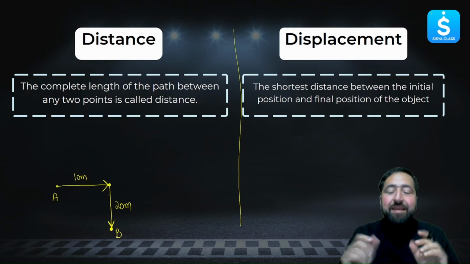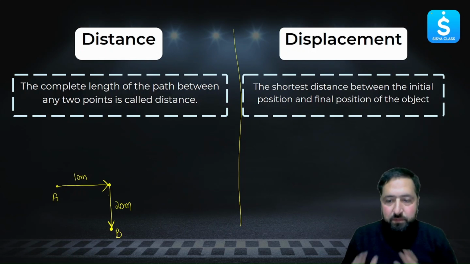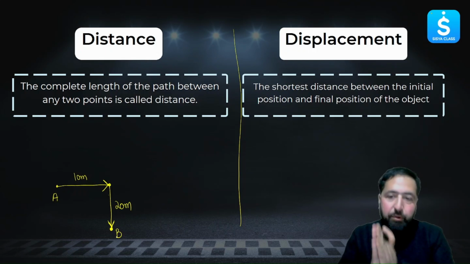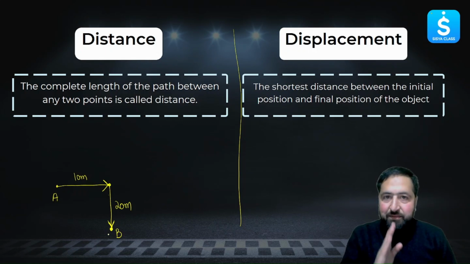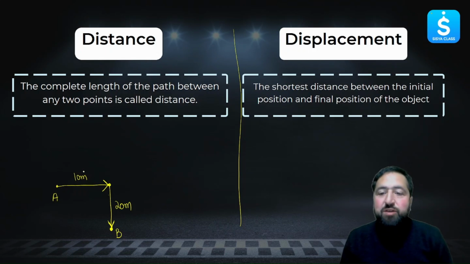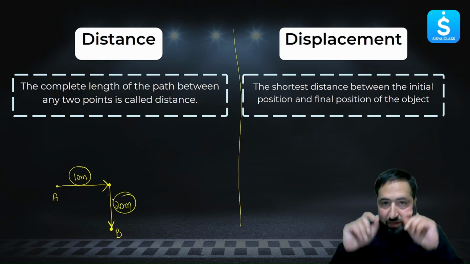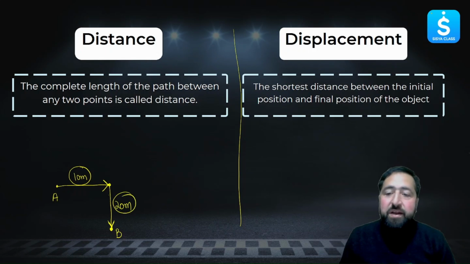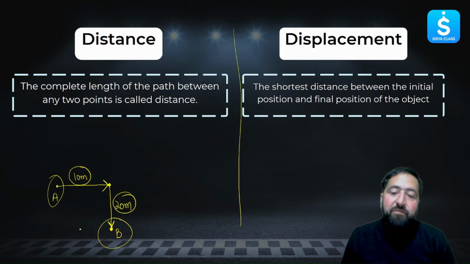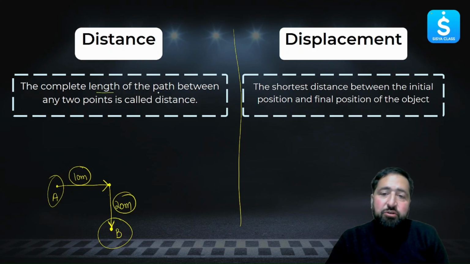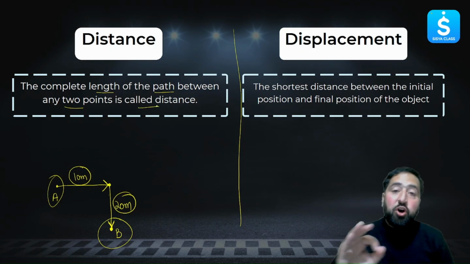Got it? Now, what is distance? Distance is the total length the body has covered. The body started moving from point A and it reached point B. So it covered some length. And what was that length? First it covered 10 meters, then it covered 20 meters. So this total length the body covers when it goes from a certain point, which is called the initial position, to the final point, which is called the final position. Got it? So that's the definition of distance: the complete length of the path between any 2 points is called distance.